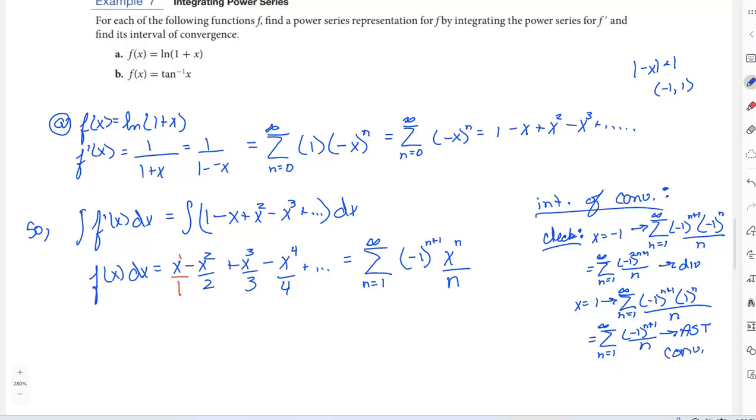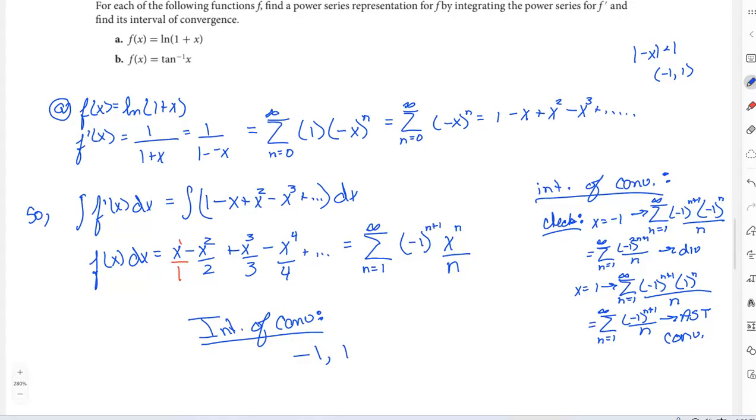So my interval of convergence is going to be everything between negative 1 and 1. That's given when I take a derivative or integrate. And then you have to check the endpoints. Negative 1 did not converge, but 1 did converge. So this thing works as long as x lives between negative 1 and 1, including the 1.